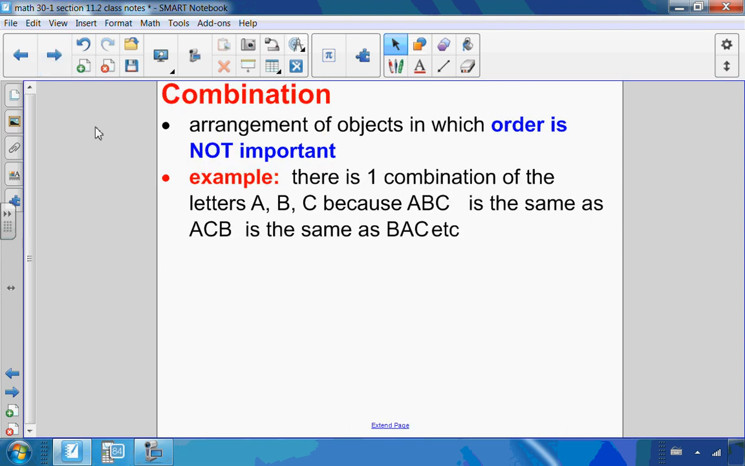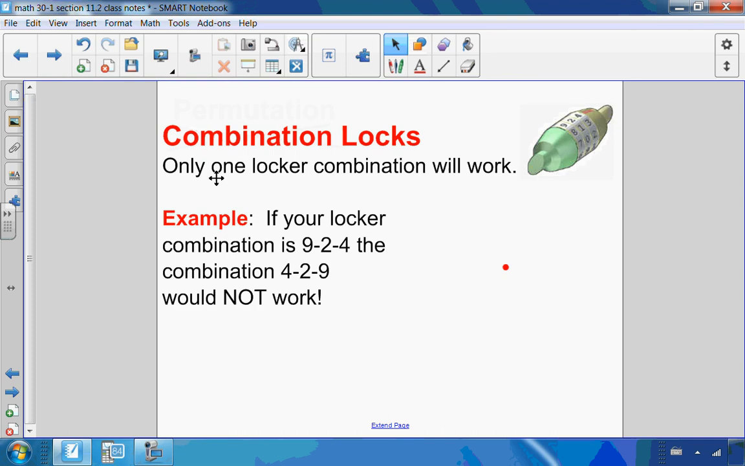Now let's compare that to a combination. A combination is an arrangement where order is not important. So this is the big difference here. If I was talking about those 3 letters A, B, C, there's just one combination because it doesn't matter which order I select the objects as long as they are selected. So in a combination, A, B, C would be the exact same thing as A, C, B.